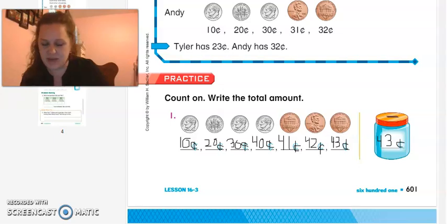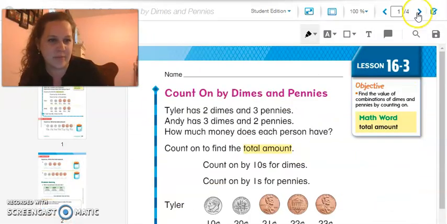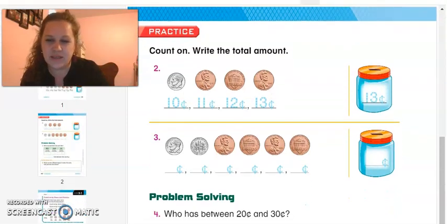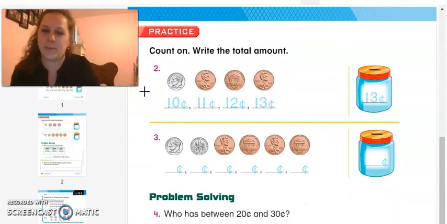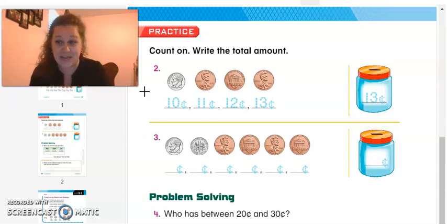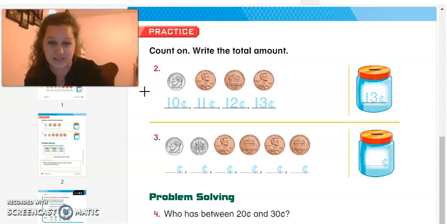All right, so go ahead and turn over your paper, flip the page to page 602, which looks like this, and we're going to continue on with number 2. Okay, and they actually helped you out a little bit here. And they already gave you the answers, which was very nice of them.